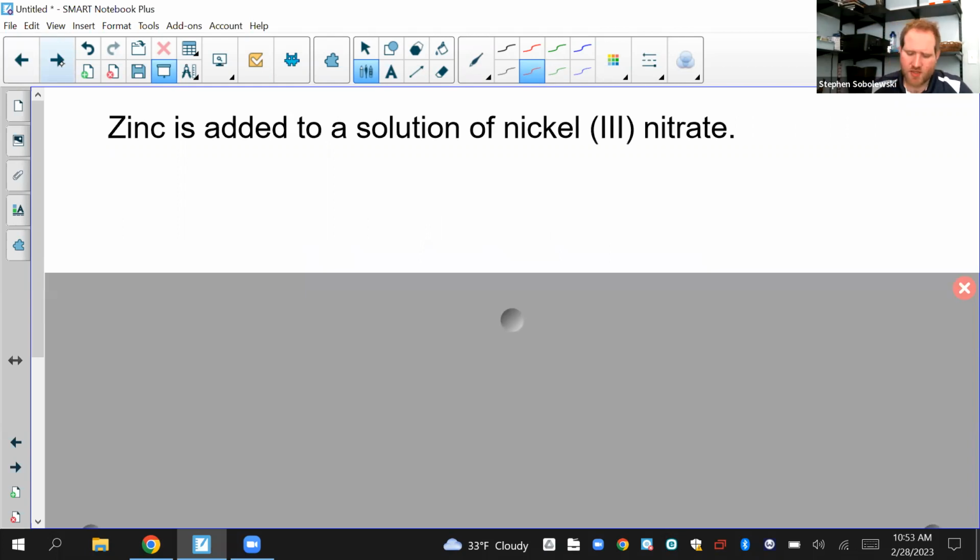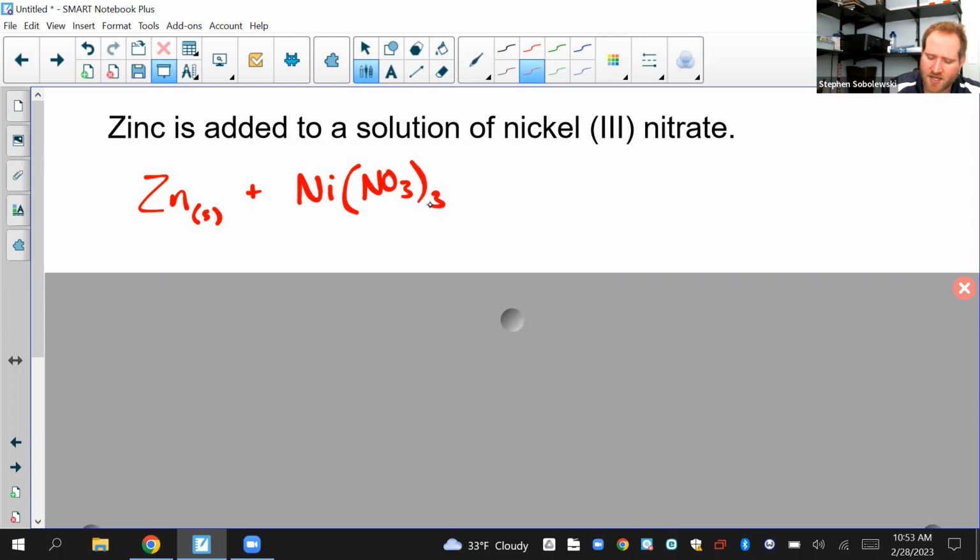All right, let's start with this one. So we have zinc added to a solution of nickel 3 nitrate. So zinc is Zn, and that's going to be solid, added to a solution of nickel 3 nitrate. Remember that 3 means the nickel has a charge of 3+. Nitrate is NO3 with a charge of 1-. So this becomes Ni(NO3)3. And since I say a solution, it's aqueous.